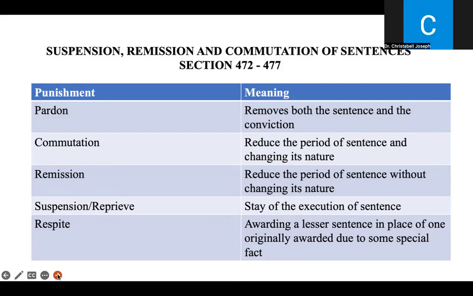Suspension is the stay of execution of sentence, which we have also discussed in earlier lectures and in the earlier sections of the BNSS. The last term which we need to understand is respite. Respite refers to the temporary postponement or reduction of a punishment. Usually, this respite is granted due to certain special circumstances such as illness, pregnancy, or disability. But one thing you should remember is, unlike a pardon, a respite does not remove the conviction, but it provides temporary relief from the sentence.